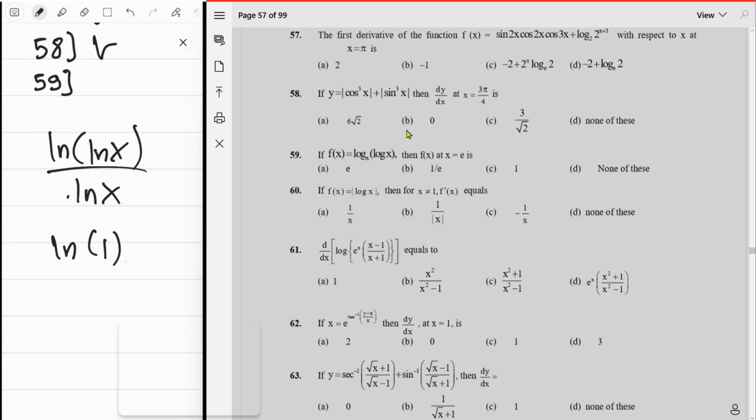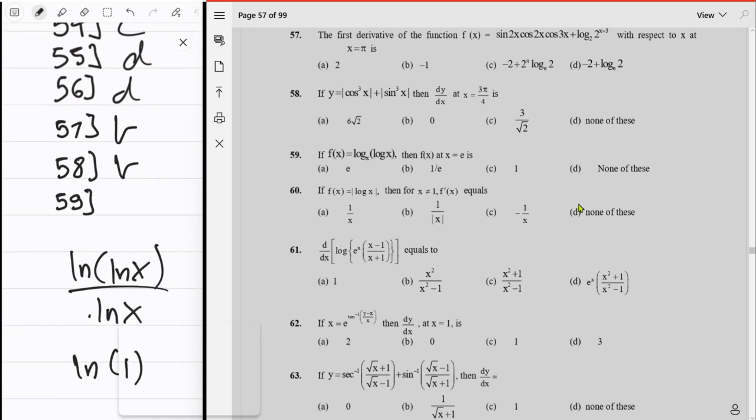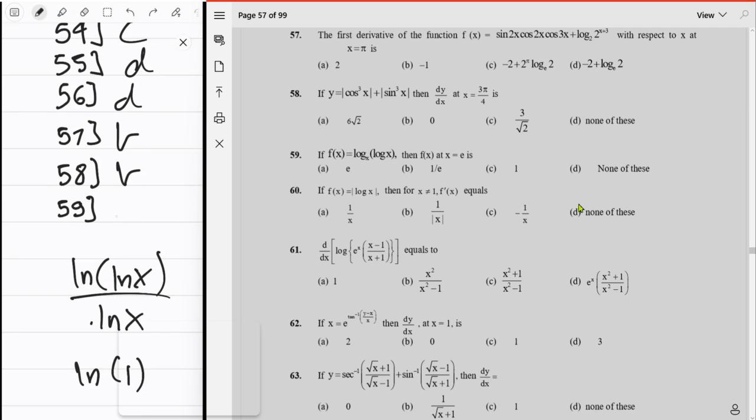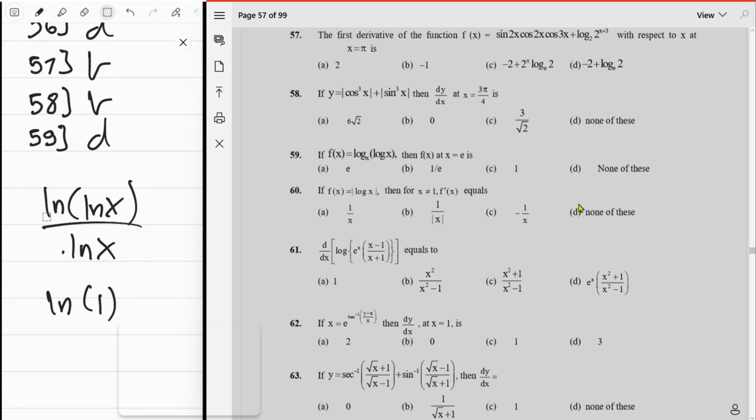Okay, when we are saying log, that definitely means log base e, right? I guess. So log base e of e is just 1, and then log base e of 1 is 0. So it's supposed to be 0. It's none of these. I guess they were trying to ask f dash of x or something, but then they wrote f of x. It's their mistake.